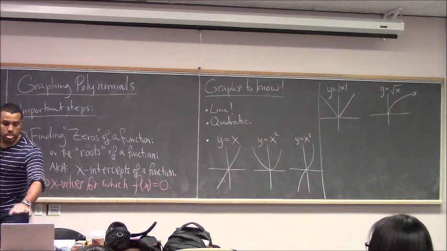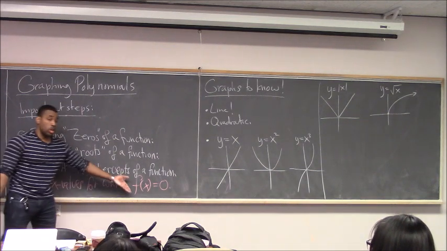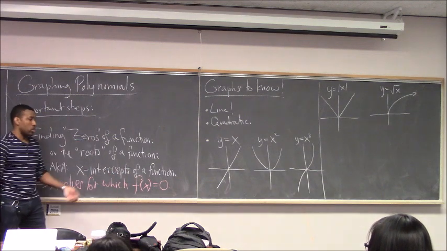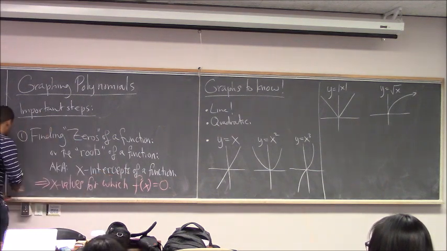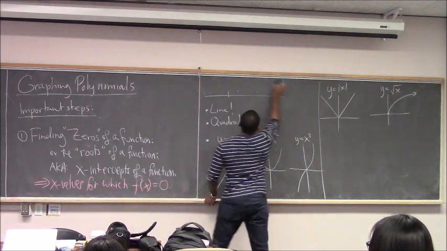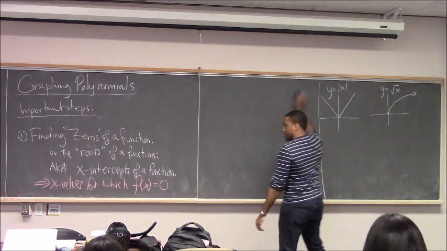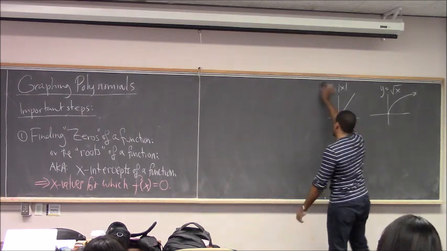Right? So obviously to find the zeros of a function, you need to know how to solve equations, because finding the zeros involves you solving equations. Okay? I pretty much told you how to solve a lot of equations already, so I don't really need to express more about that at the moment.